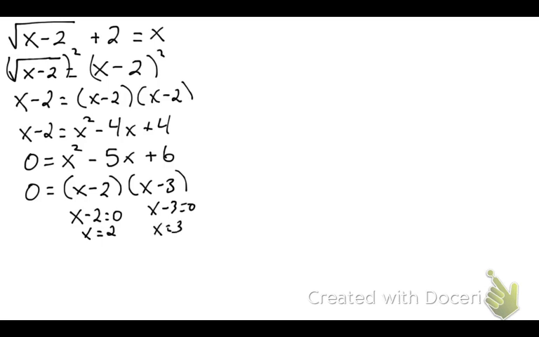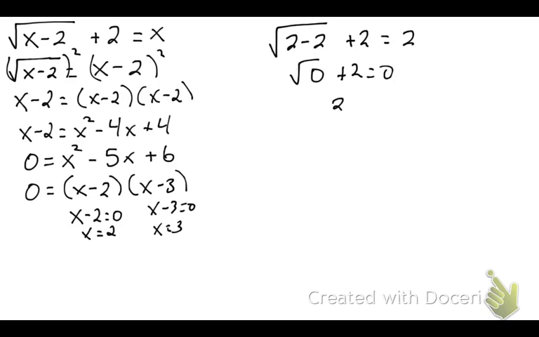So we have our two possible solutions, but we always have to check them in square root problems. If we plug in 2, the square root of 2 minus 2 plus 2 should equal 2. Well, this is the square root of 0 plus 2. Square root of 0 is 0. So 2 equals 2. This checks out. x equals 2 is a solution. We've got to check x equals 3.